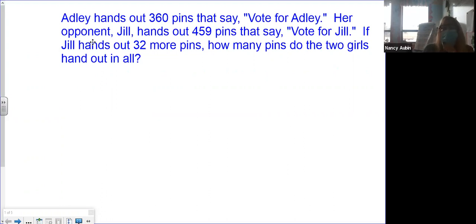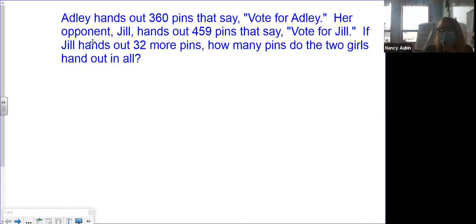But Adley hands out 360 pins. Have you ever seen those pins when there's a campaign, like vote for? Well, she handed out 360 pins that say vote for Adley. Her opponent, the person that's going against her is Jill. She hands out 459 pins that say, guess what? Vote for Jill. If Jill hands out 32 more pins, how many pins do the 2 girls hand out in all? Wow, that's a lot.